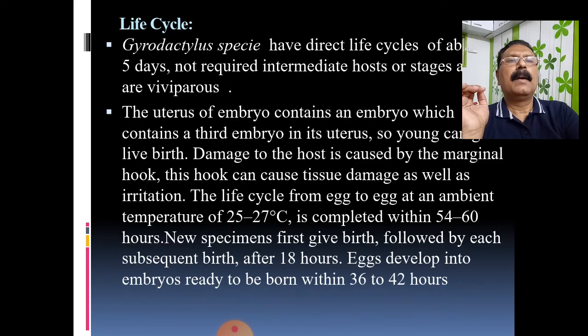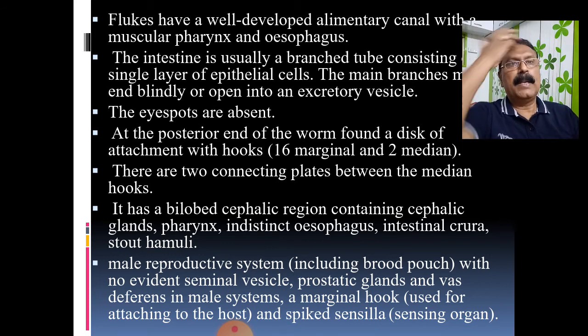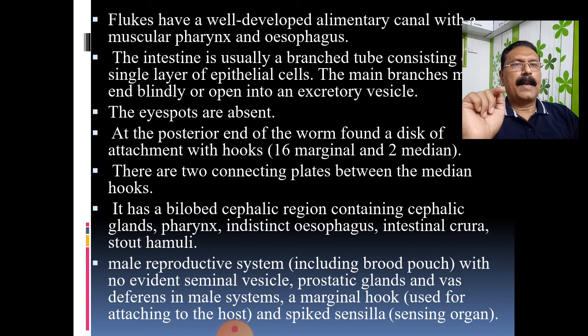When we talk about the details, it has a fluke-like structure, with a well developed alimentary canal with a muscular pharynx and esophagus. As I told earlier, the intestine is usually of the branched type, consisting of epithelial cells and so on. And one important point is here: in Dactylogyrus there were 4 eye spots, and here it doesn't have any eye spot. It does not have eyes.